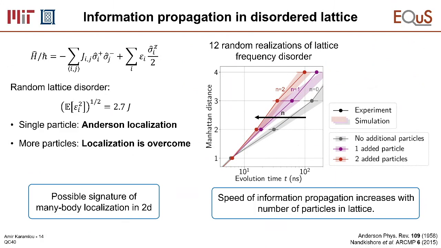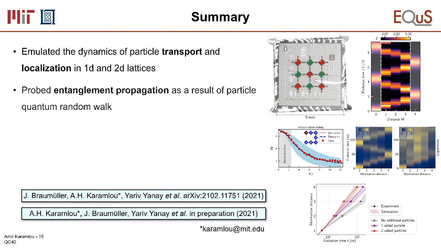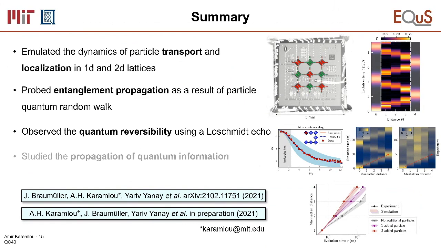So to summarize, we have emulated the dynamics of particle transport and localization in 1D and 2D lattices. We have probed quantum entanglement propagation as a result of particle quantum random walk. We observed the quantum reversibility using a Loschmidt echo. And we've studied the propagation of quantum information in our system using out-of-time ordered correlators.